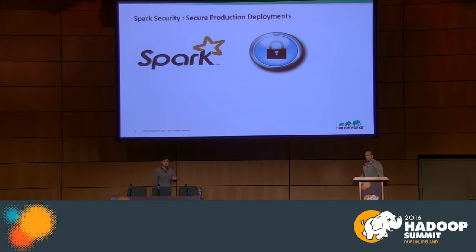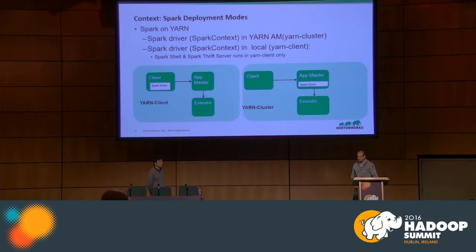So let's dive into what you need to understand about security for Spark, and especially for running Spark in production. So what is the context? The context here is there is more than one way to run Spark. There are actually 4 ways to run Spark. And these are called deployment modes. What are these 4 ways?